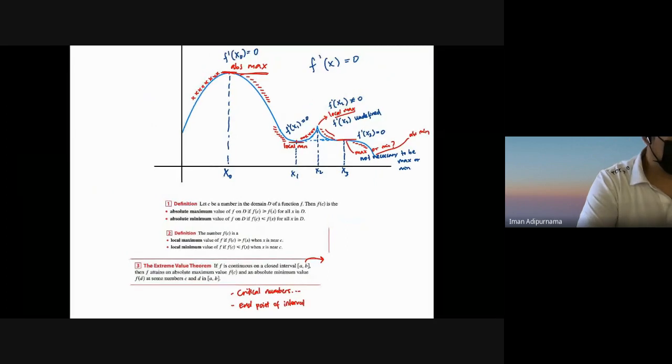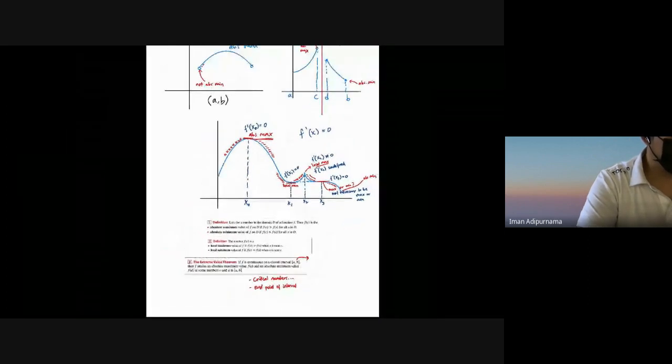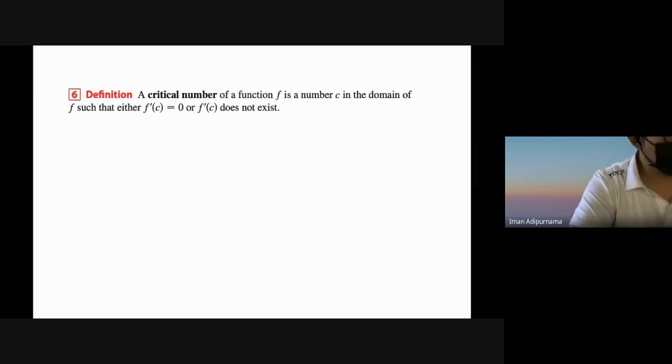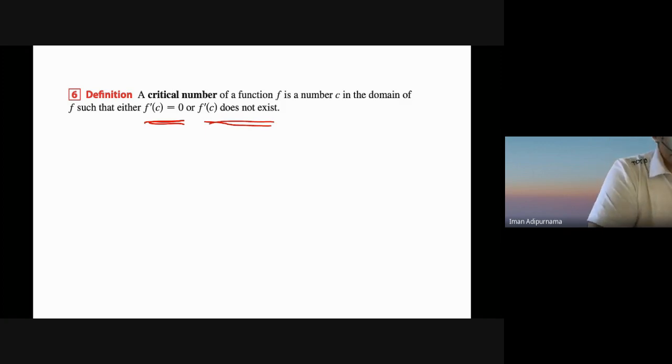And also from this graph here, we can have another theorem. Let me move to the next page. This is the definition of a critical number. First, if f prime of c is 0, that c is our critical number. Or if f prime of c doesn't exist, or is undefined.